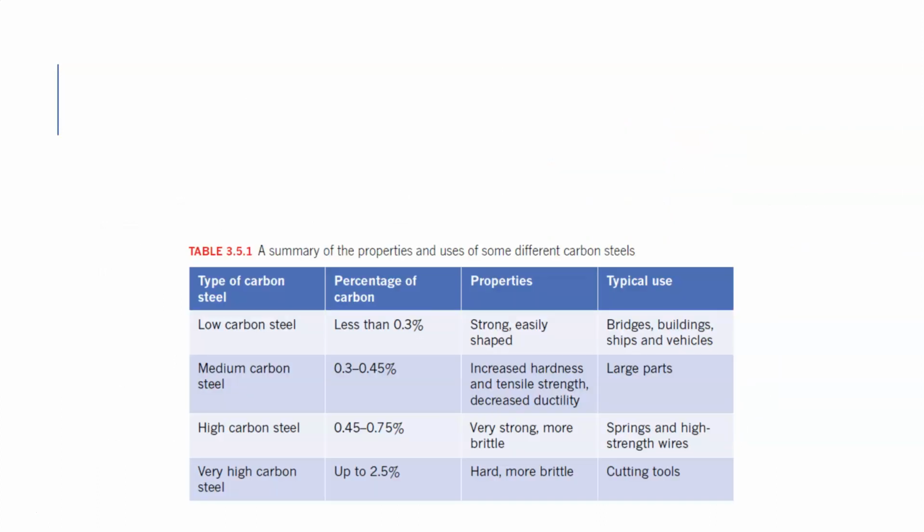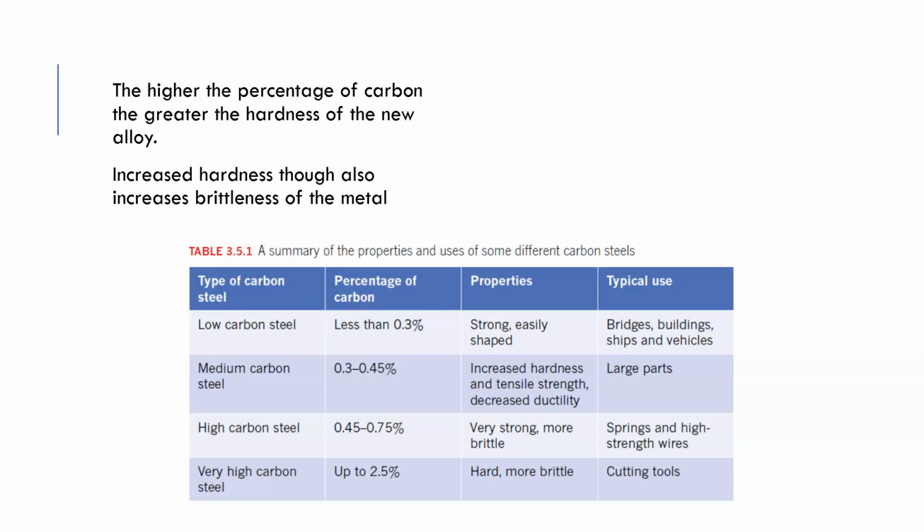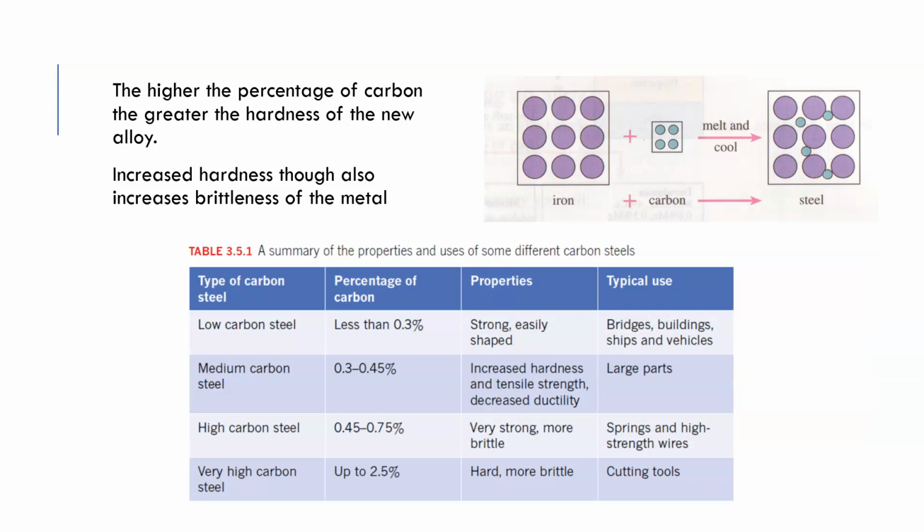Low carbon steel, where we have a low percentage of carbon, allows us to increase the strength a bit, but it's still easily shaped. We use it for bridges, buildings, ships, and things like that. Medium carbon steel increases its hardness, and we tend to use this for large parts on large machines. High carbon steel is more brittle. As we increase the hardness of something, its brittleness also increases. And then very high carbon steel we use for cutting tools, to keep an edge on knives and things like that.